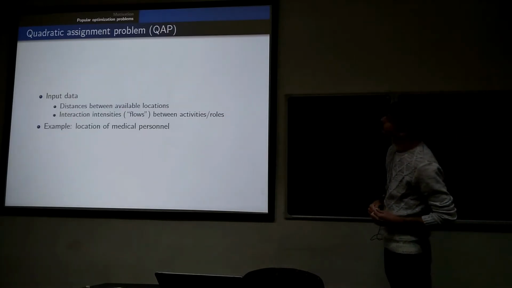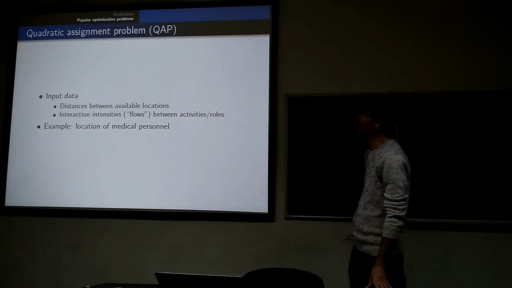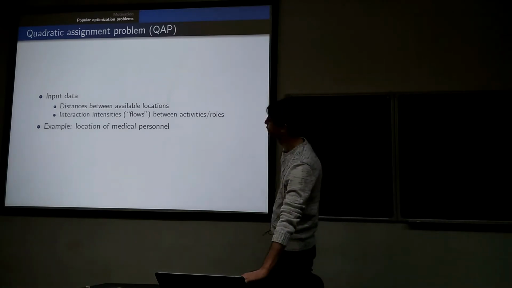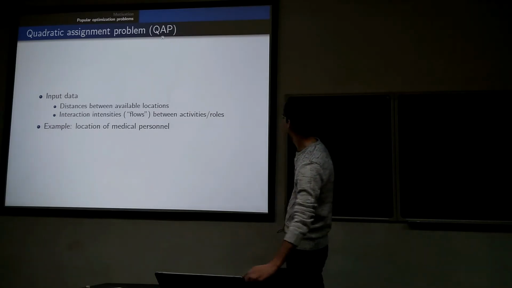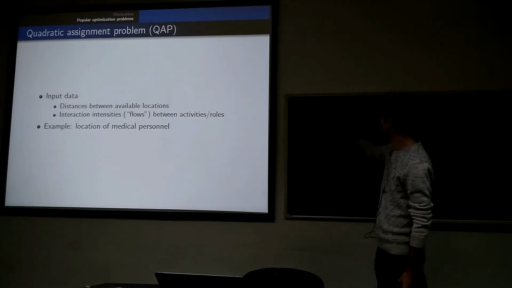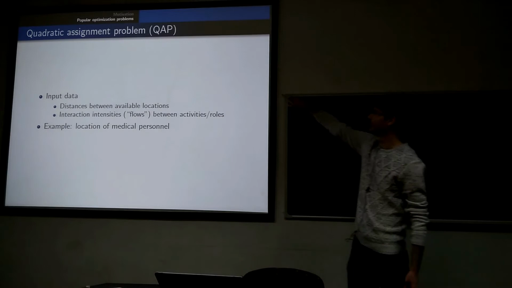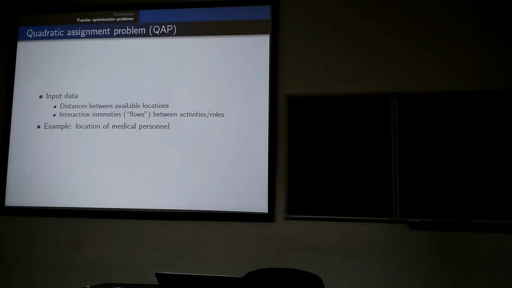Now I will show you a few famous examples of optimization problems, and you will notice that they often have these 3 or 4 or 2 letter abbreviations. We mentioned TSP, and I mentioned SAT, and now you have QAP, which is the Quadratic Assignment Problem.